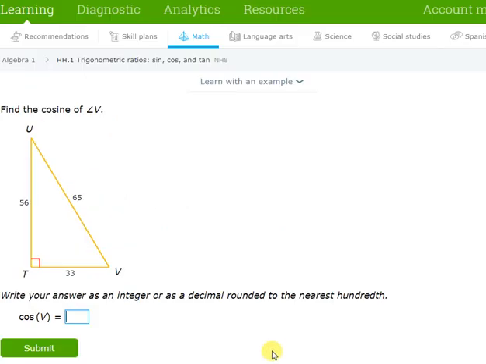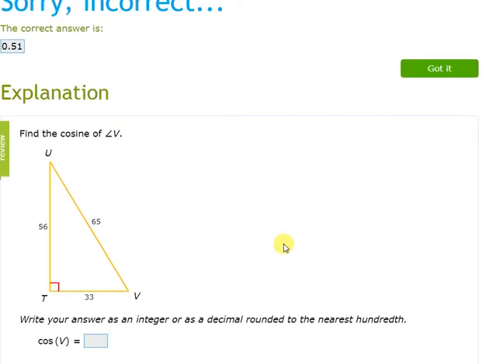Okay, now let's open the second question. In this question you're supposed to find the cosine of angle V. According to angle V, you will have to identify the sides of this triangle. Let me give a wrong answer first and we will understand with the example.